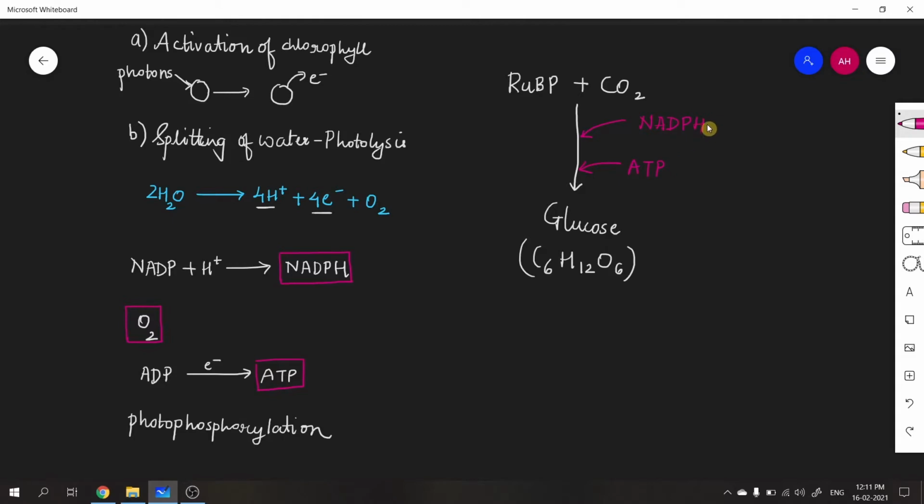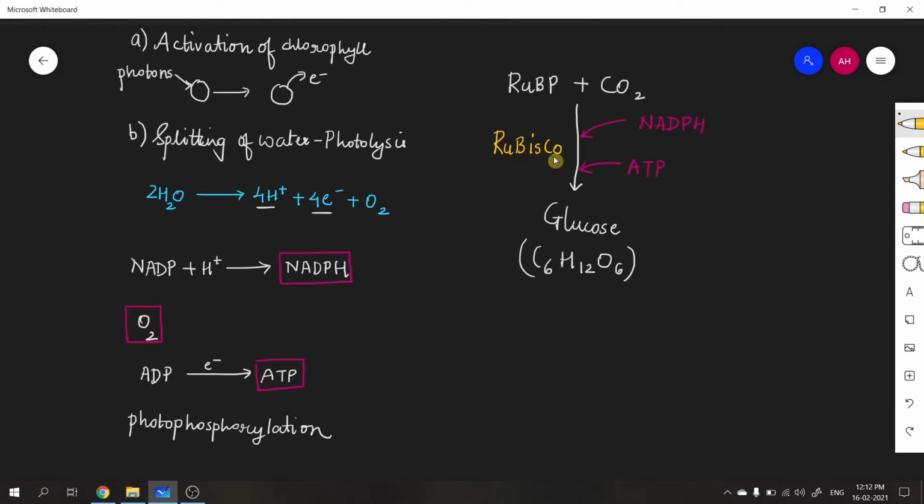NADPH provides hydrogen for fixation of carbon dioxide. As we know, glucose has got hydrogen as well. So hydrogen is provided by NADPH and ATP is an energy source, of course, right? So the enzyme that is used for this particular process, that is the dark reaction, the enzyme used is Rubisco. I'm going to write that down here. So Rubisco is the enzyme used for the process, and Rubisco stands for ribulose bisphosphate carboxylase.